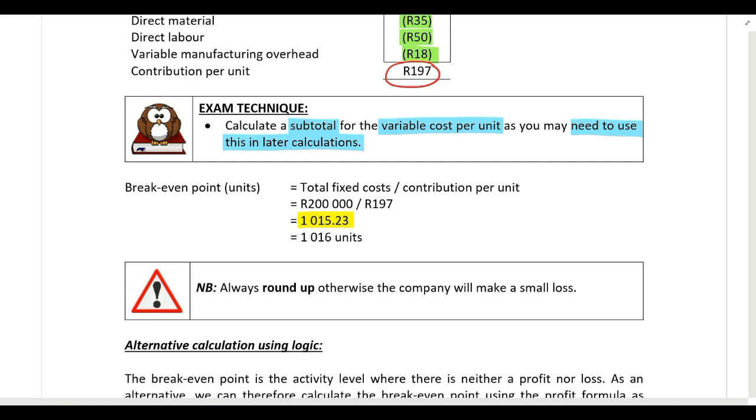But you can't follow normal rounding rules, because if you round down to 1,015 units, then the company won't break even. They'll make a small loss. So whenever you are calculating break-even points in units, you should always round up to the nearest whole number. So you'll see we need to round up to 1,016 units.